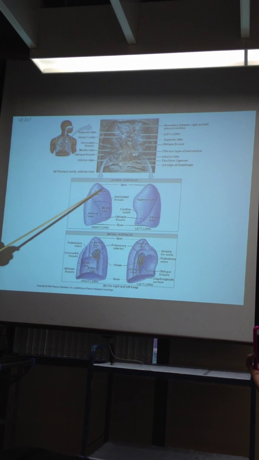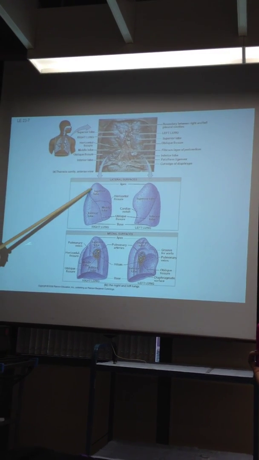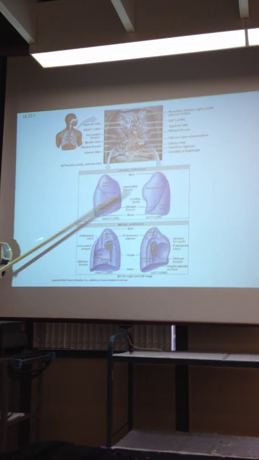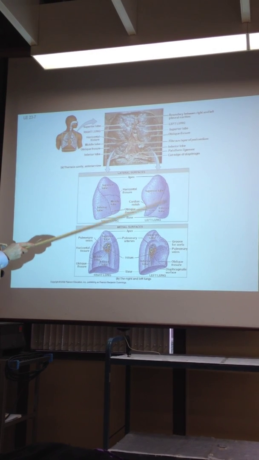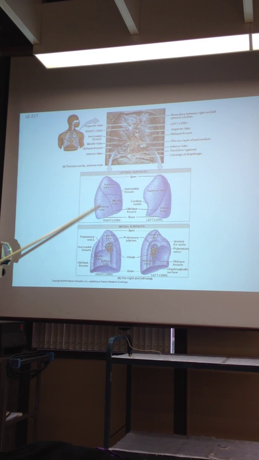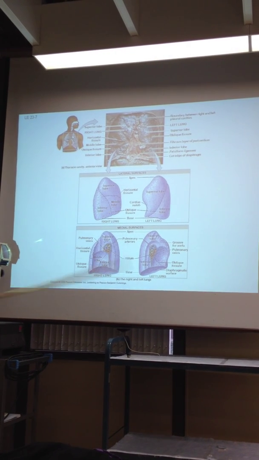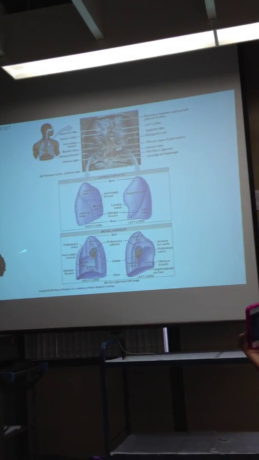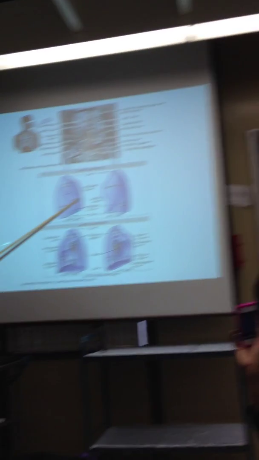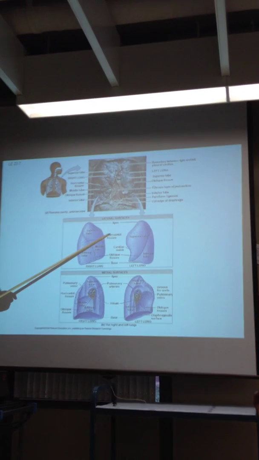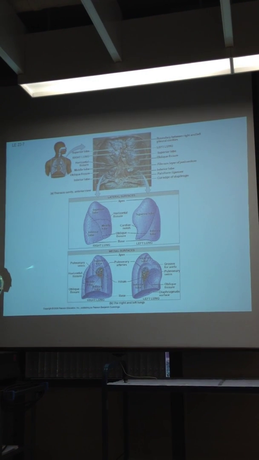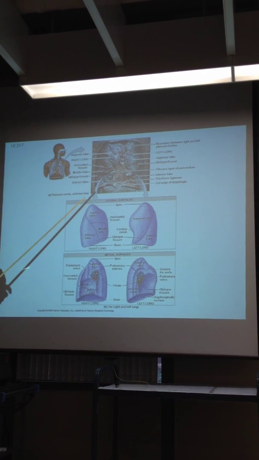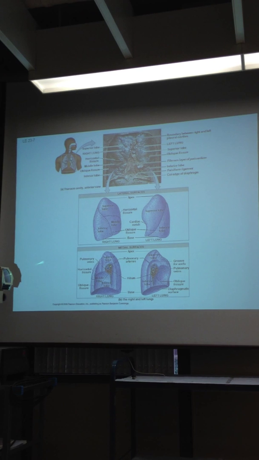Notice between the lobes you have these lines, the grooves that separate the superior from the inferior. The groove that separates superior from inferior is called the oblique fissure. Both lungs have an oblique fissure. The groove that separates the middle from the superior is called the horizontal fissure. The horizontal fissure is found only on the right. Horizontal on the right.